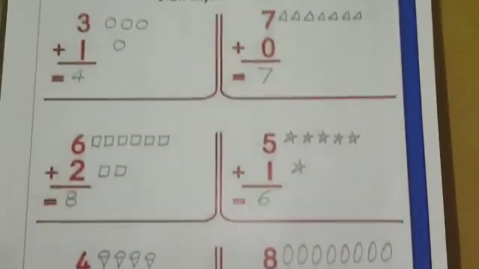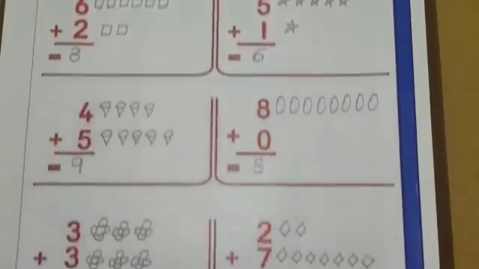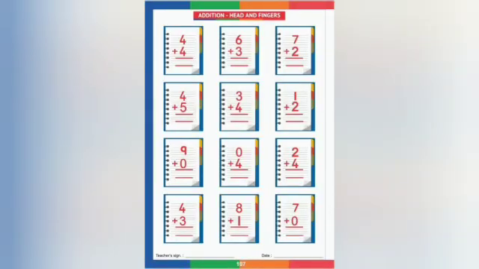Okay, this is how you have to do page number 106. On this page, we will not draw, but we will do addition in a new way. Addition with head and fingers. It means we have to keep the greater number in our head and a smaller number on our fingers.